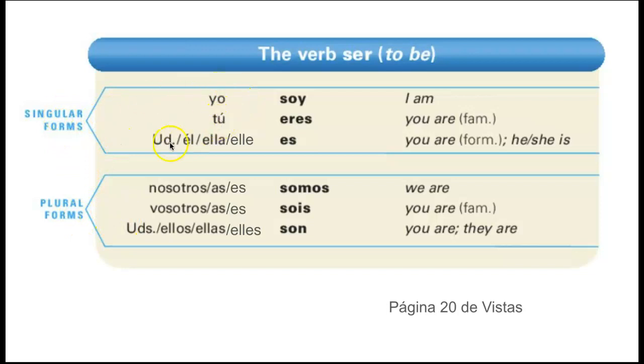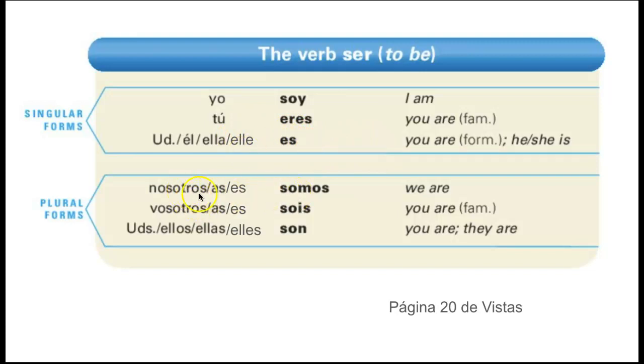We have yo, tú, usted, él, ella, nosotros, nosotras, nosotres, vosotros, vosotras, vosotres, ustedes, ellos, ellas. And the conjugation of the verb. So yo soy, I am. Tú eres, you are, in the tú form. Usted es, you are, in the usted form. Él es, ella es. He is, she is. They are, as non-binary, just referring to one person.